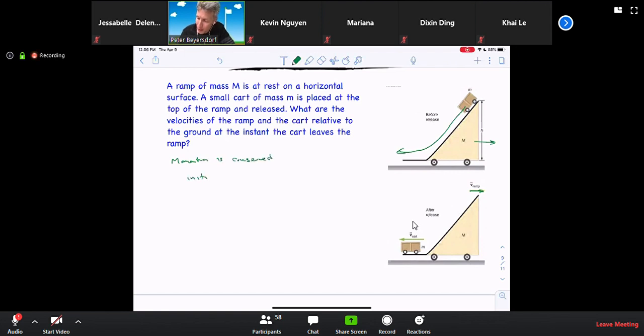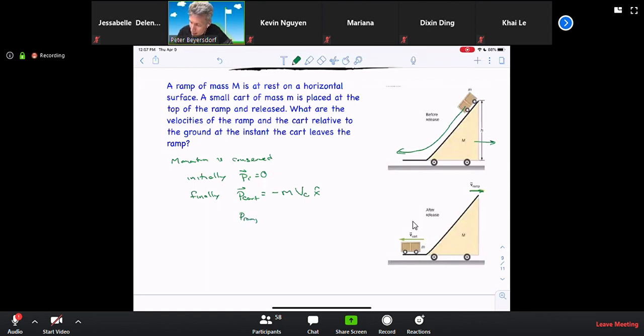Initially, the momentum is 0 because my block is at rest. There's nothing going on. So at the bottom, once the cart is moving to the left, the momentum of the cart is going to be minus m v cart in the x direction. If v sub c is the speed of the cart, the fact that it's moving to the left gives me a negative velocity and therefore a negative momentum.